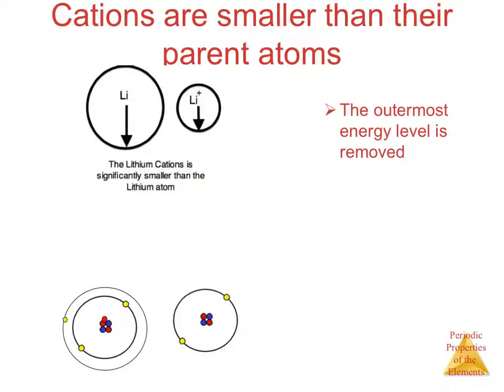Okay, so if we think about the lithium atom, it's got three protons in the nucleus. It's got 3 electrons, 1 electron in the valence shell. When it loses an electron, it loses this electron, and it loses that whole outer shell. So the reason it becomes smaller is that the outermost energy level is removed. And that's almost always what's happening when a cation is formed. It is losing its valence electrons, losing that energy level on the outside, causing it to be smaller.